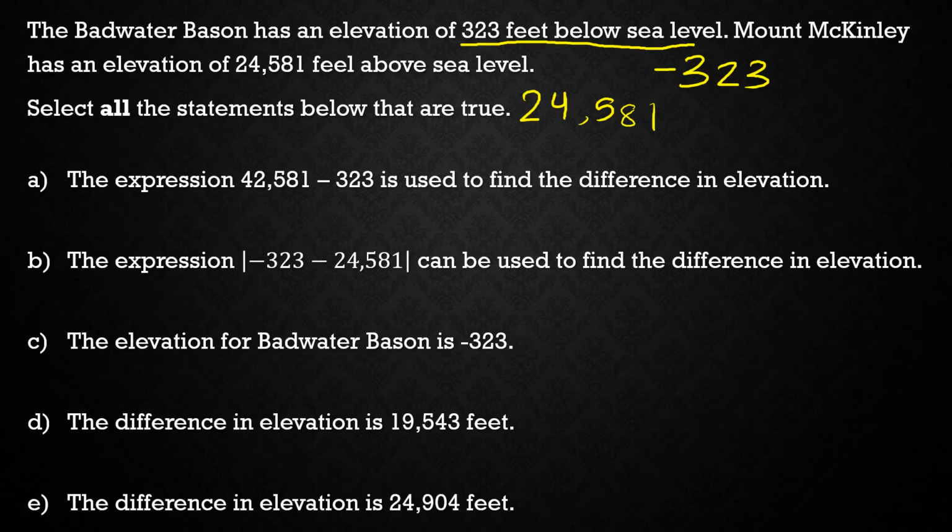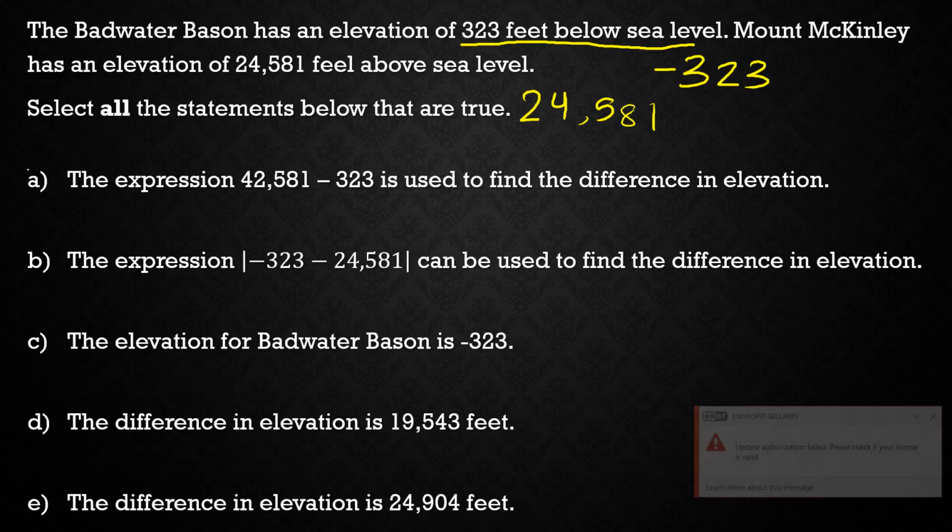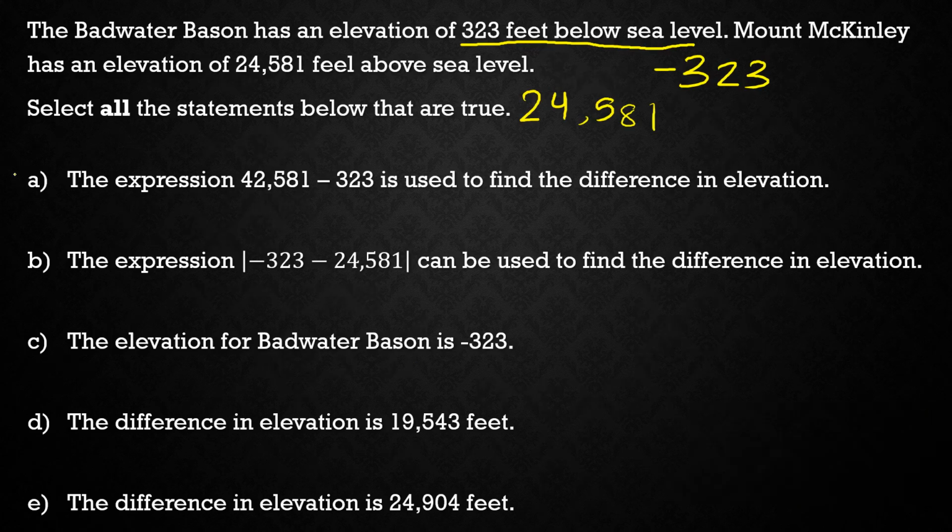Okay, so we want to select all the statements that are true. So this first one says that the expression 24,581 minus 323 is used to find the difference. Well, this isn't necessarily true because remember we should always have those absolute value signs around our numbers. So A is not true. B says that the expression negative 323 minus 24,581 can be used to find the difference. This is the one we want, because it has those absolute value signs, and because this 323 is negative.